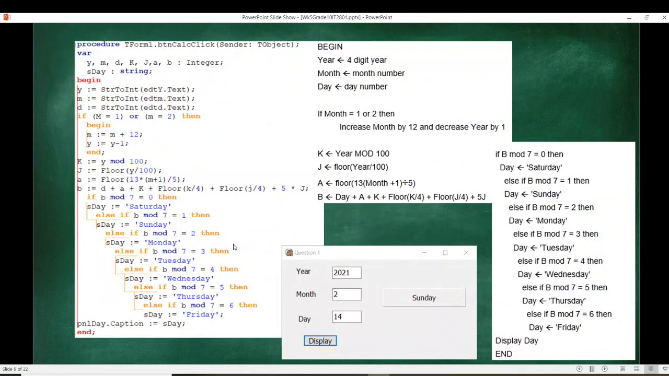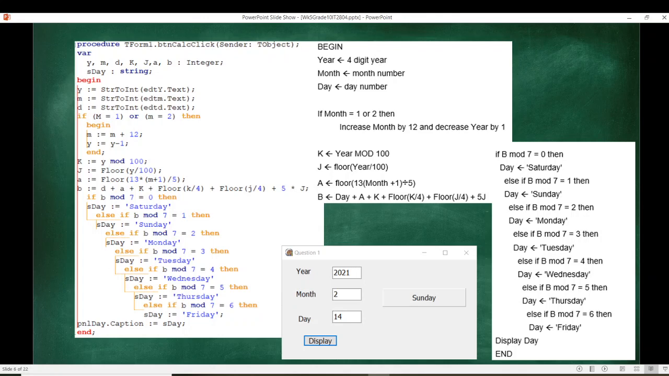Right, then this was the algorithm that I showed you in a previous lesson, and the purpose of this algorithm was to take a date, given the year, month, and day. This algorithm was then going to return what day of the week that specific date was. And in the previous lesson, I used the 14th of February 2021, and we worked through the logic of how the algorithm would work.